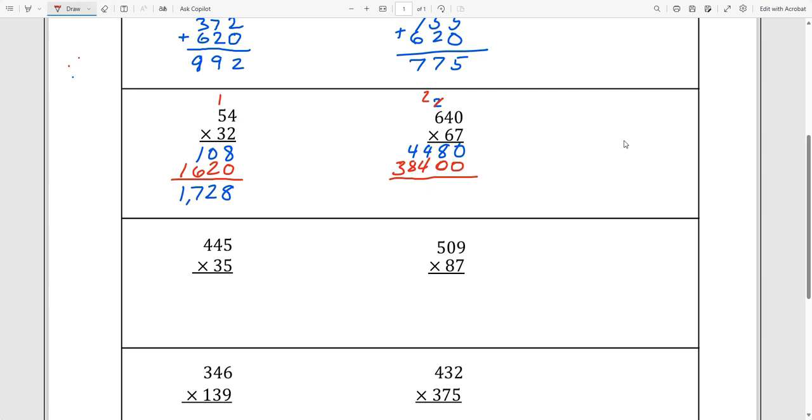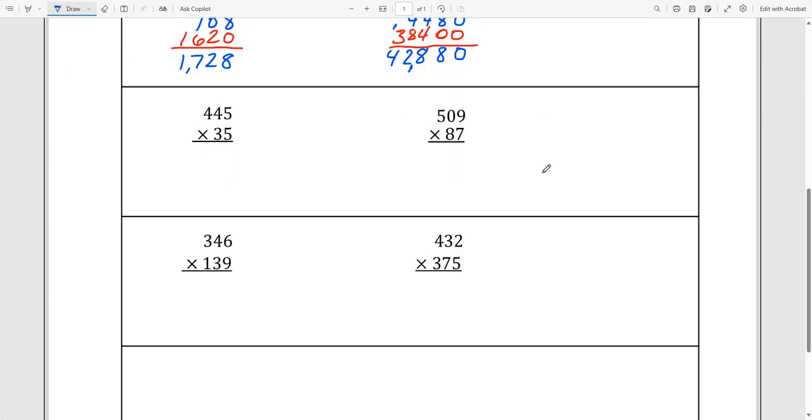Right? And now we'll add up our results here, our products, when we multiply it. So 0 plus 0 is 0. 8 plus 0 is 8. 4 plus 4 is 8. And 4 plus 8 is 12. We'll carry the 1 here. And 1 plus 3 is 4. So we end up with 42,880. All right, doing good so far. Let's go ahead and move on to the next ones.